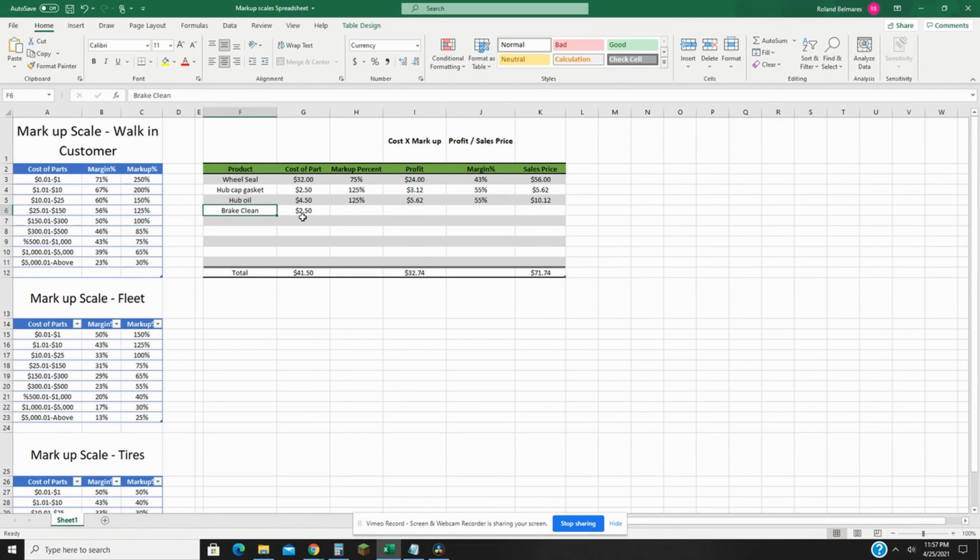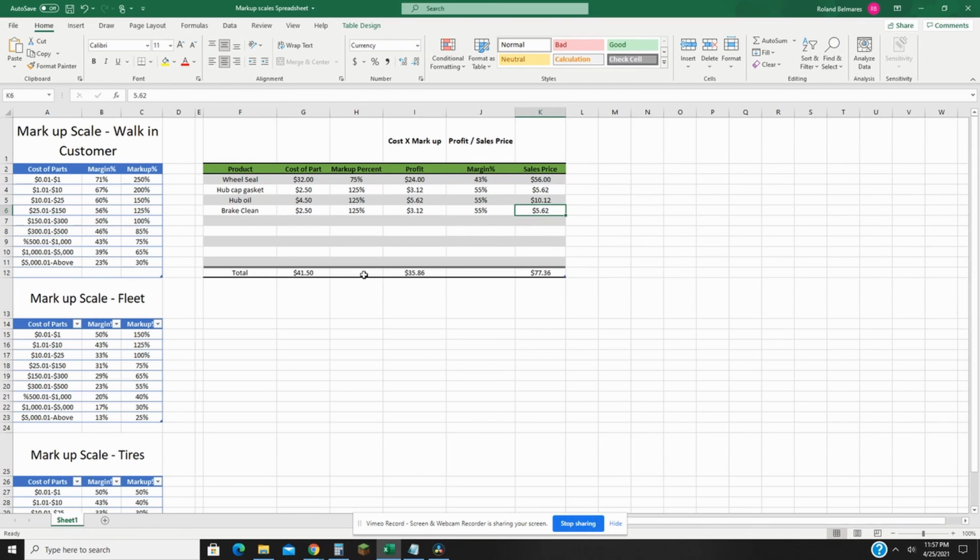Okay, so now our brake clean. Brake clean is $2.50, basically 125%. You can just copy this right here. We know it's going to be $3.12. You know our margin is going to be 55%, and $5.62 is going to be what we're going to be charging because it's the same exact price. So it can get redundant, but at least you know what you're charging now.